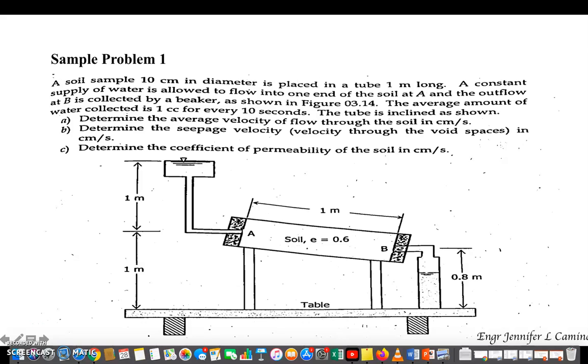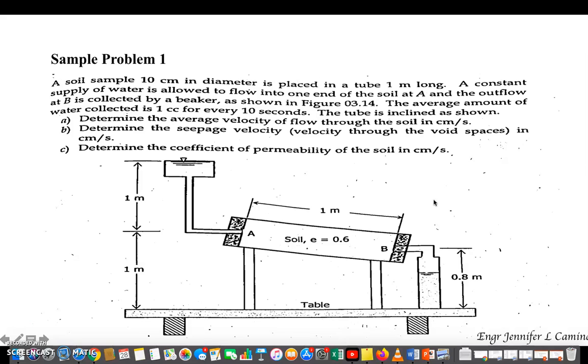Okay, let's have example number 1. A soil sample 10 centimeters in diameter is placed in a tube 1 meter long. A constant supply of water is allowed to flow into one end of the soil at A, and the outflow at B is collected by a beaker, as shown in our figure. The average amount of water collected is 1 cubic centimeter for every 10 seconds.